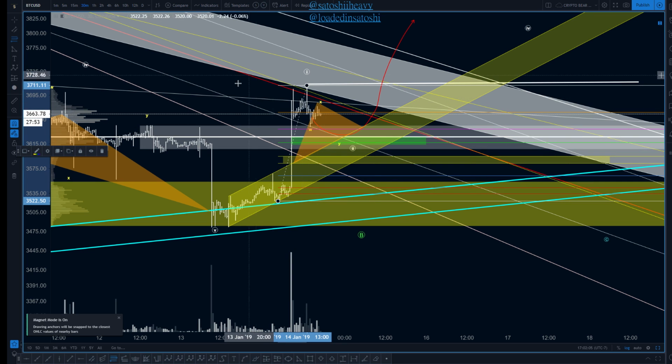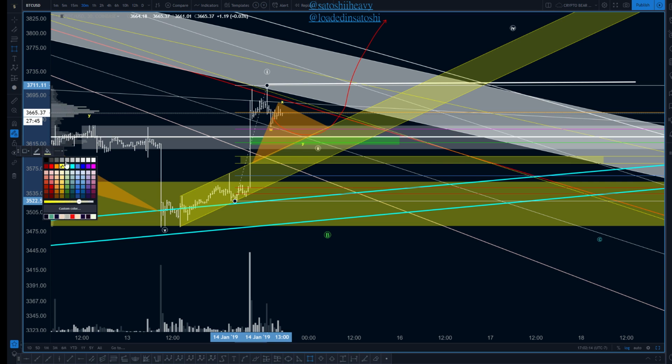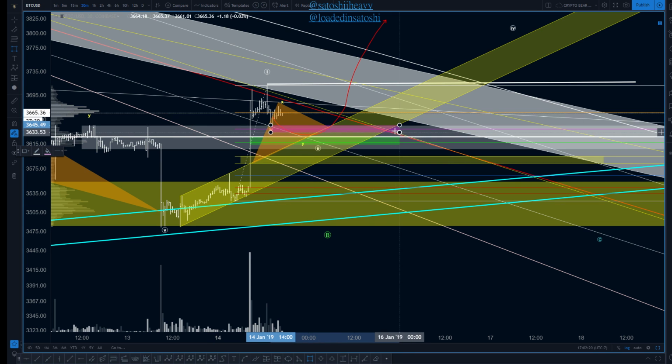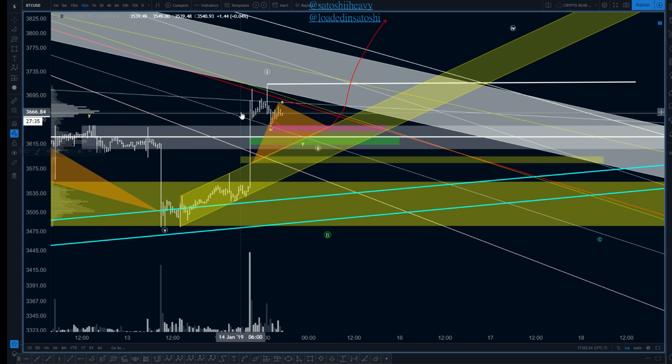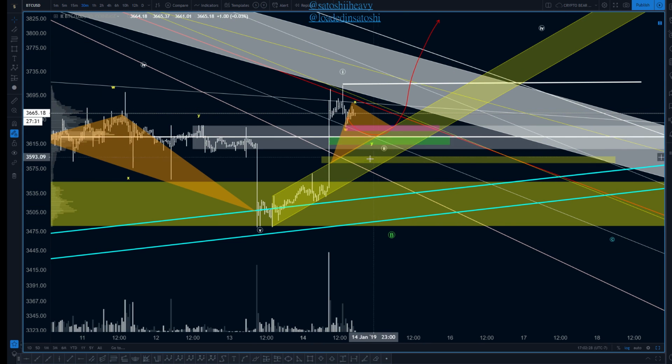This is 3, 4. Price nearly bounced off the exact zone we already needed it to. Let's actually label this. So I would not expect price action to go below this pink line if this is a 3, 4.